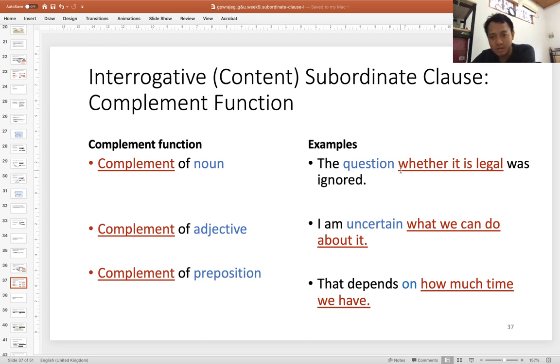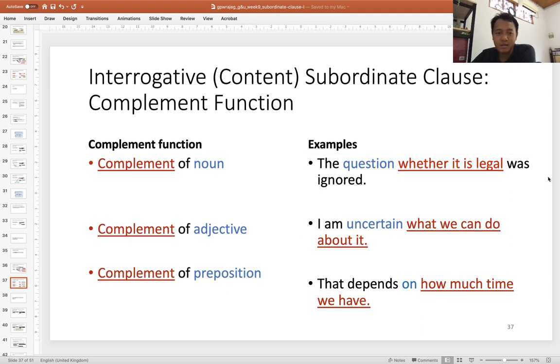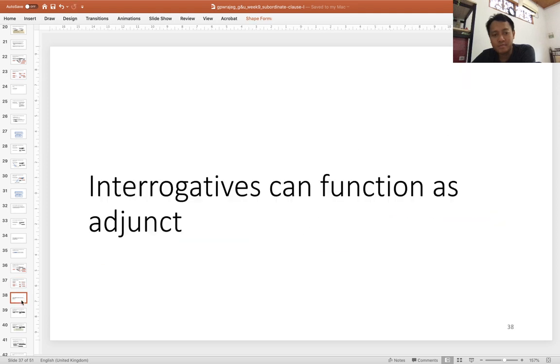So this is the interrogative. This is the closed interrogative subordinate clause that is a complement of the noun question. "The question whether it is safe to go out was unclear." This is an example of adjective and preposition complement, and you still have these interrogative types of subordinate clause.